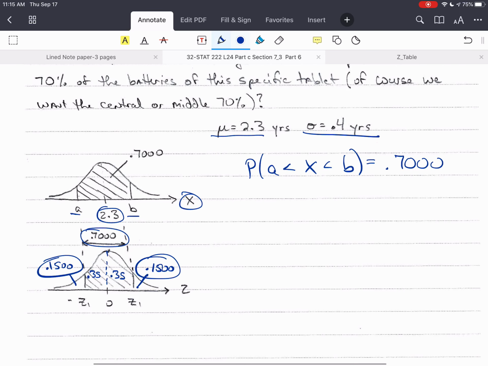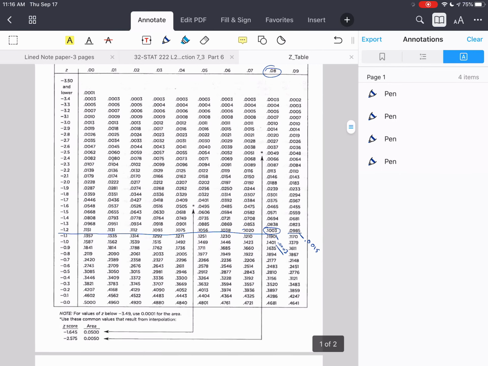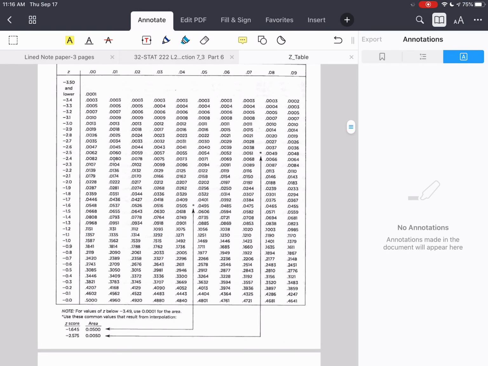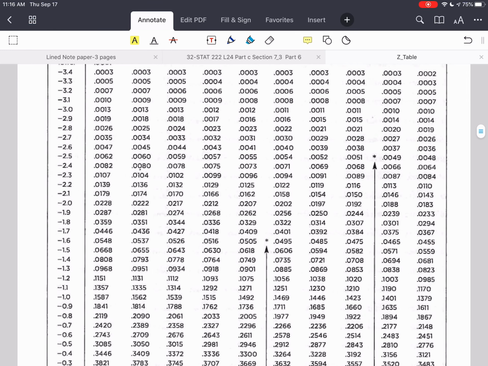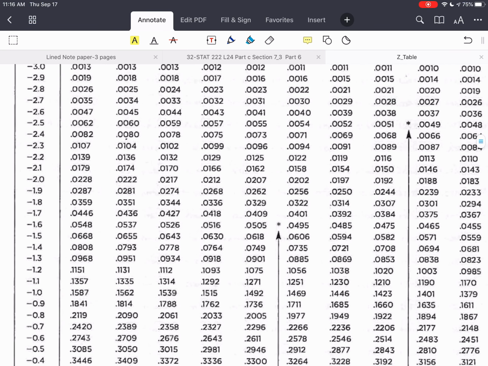And so again, I have a negative Z1 and a Z1. So if I find one of these, I know the other one. I don't have to do it. So since I have the 0.15 down here, that's what I'm going to look up in the Z table. I'm going to try to find the probability or area that's closest to 0.1500. So let me clear off from my last example. And 0.1500, so I have 0.1492 and 0.1515.